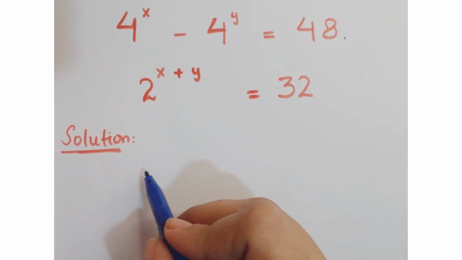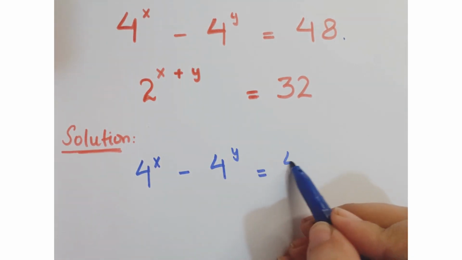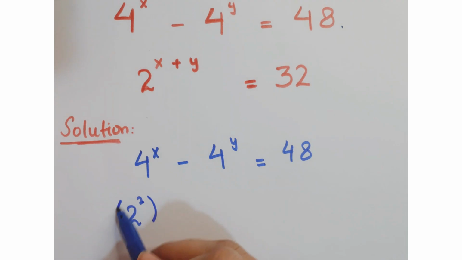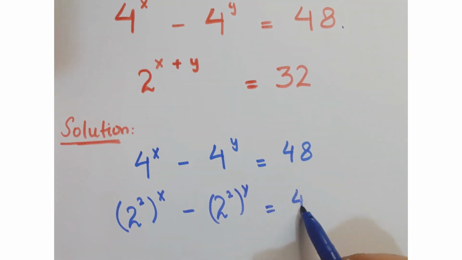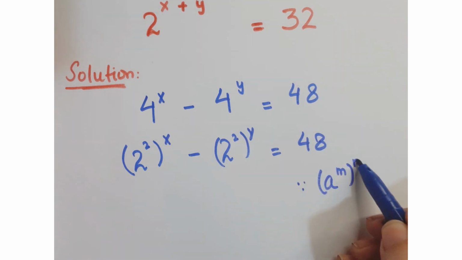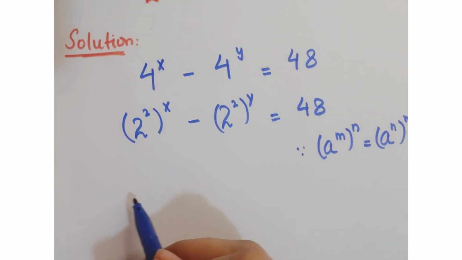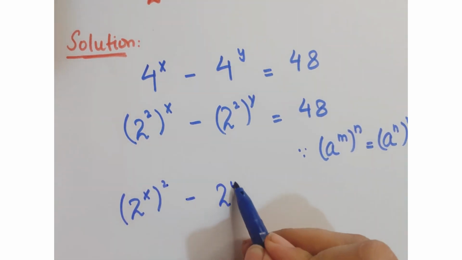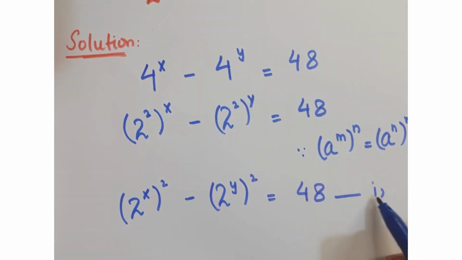Dealing with equation number 1 first, you can write 4 to the power x minus 4 to the power y is equal to 48. Now this 4 to the power x can be written as (2 squared) to the power x minus (2 squared) to the power y is equal to 48. Since (a to the power m) to the power n can be written as (a to the power n) to the power m, you can write this as (2 to the power x) whole squared minus (2 to the power y) whole squared is equal to 48. Now call this equation 1.